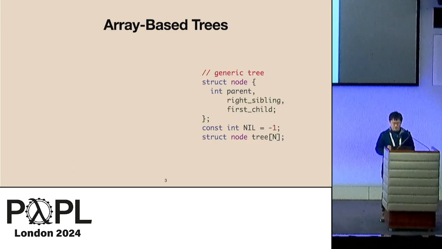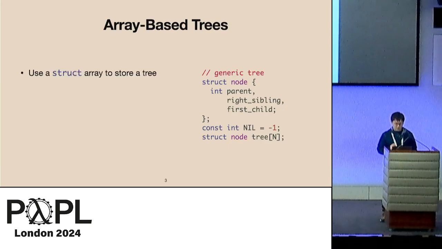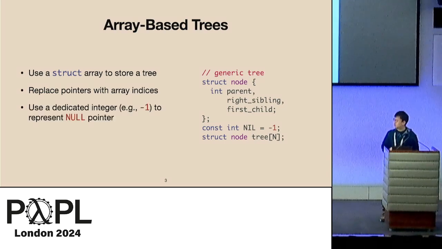Alternatively, in some special cases where nodes are uniquely labeled by different integers, it might be feasible to implement array-based trees where a tree is stored into one or more arrays. For example, in C, we can use a struct array to store a tree such that each element of the array contains the information of some node. And consequently, we can use array indices instead of pointers to refer to nodes. Moreover, we can use a dedicated integer like -1, which will never be a valid node index, to represent the null pointer.